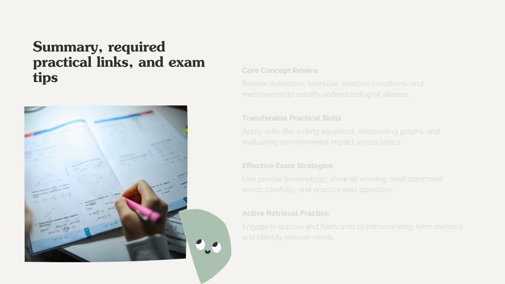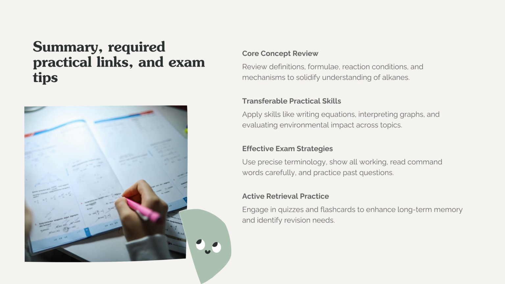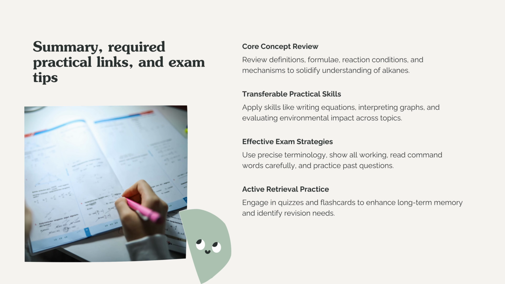For A-level exams, remember the general formula, be able to explain trends in boiling points, write balanced combustion equations, and describe the mechanism of free radical substitution using initiation, propagation, and termination. To summarize, alkanes are saturated hydrocarbons with only single carbon-carbon bonds. They undergo combustion and radical substitution reactions, form homologous series, and show increasing boiling points with chain length. These are key concepts for success in A-level chemistry.